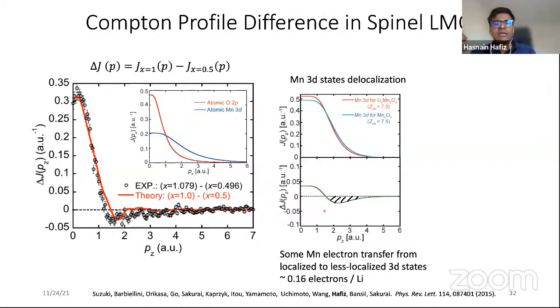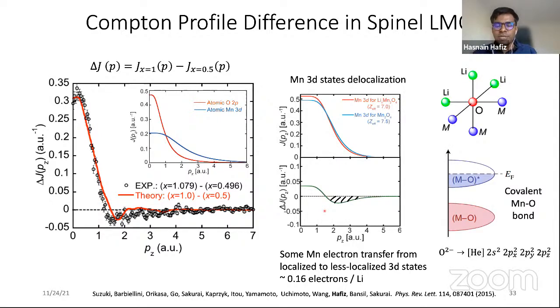And we can find out how many electrons are responsible for this kind of manganese orbital delocalization, and what happens due to this delocalization. So now these manganese orbitals are delocalized. Because of this delocalization, they interact with the neighboring oxygen orbitals and make this kind of covalent bond that we have discussed earlier.